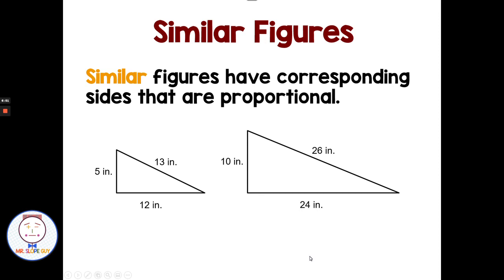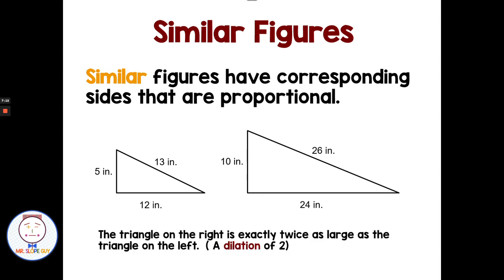When we get into dilations, we would say that has a scale factor of 2. They all have the same scale factor. They all are being multiplied by the same number to get from one triangle to the other triangle. So similar figures not only have to look the same shape, but if you're given measurements, they need to have the same proportion. So this one is actually a dilation of 2 if we go from small to large.